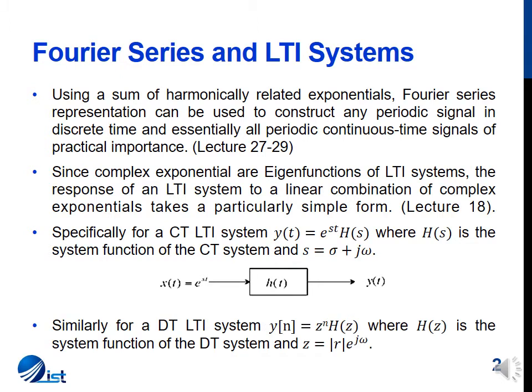Similarly, for a discrete time LTI system expressed through the impulse response h[n], if the input x[n] is the complex exponential z^n, at the output we get y[n] equal to z^n multiplied by H(z), where H(z) is again the system function of the discrete time system, and z can be expressed as r e^(jω). This is a polar form, which means that r is the radius of the rotating exponential e^(jω), because e^(jω) has a magnitude of 1. ω represents its phase and r is the radius of this rotating exponential.